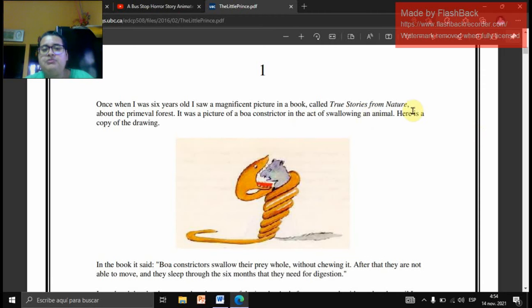the first chapter says, Once when I was 6 years old, I saw a magnificent picture in a book called True Stories from Nature.